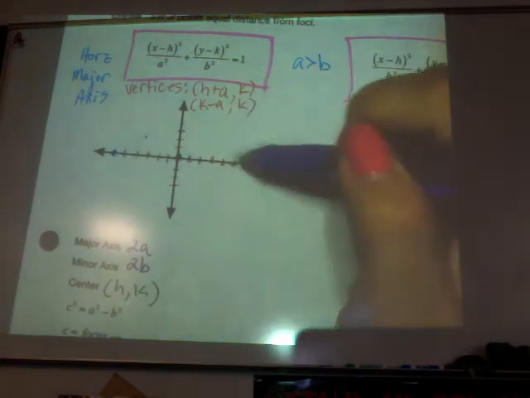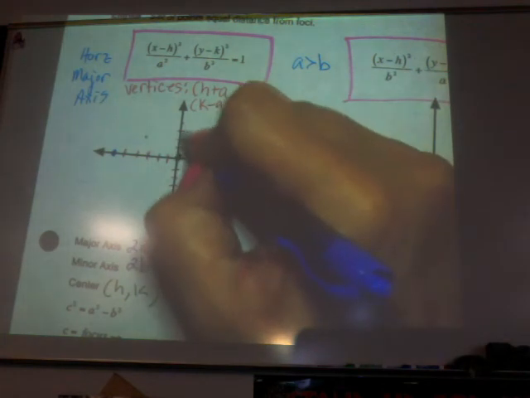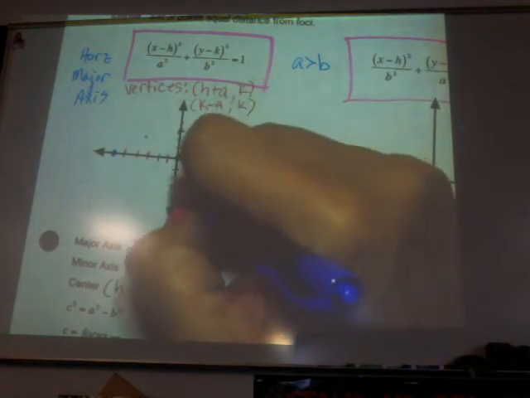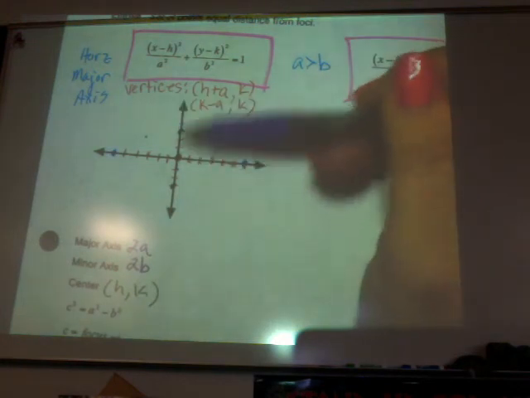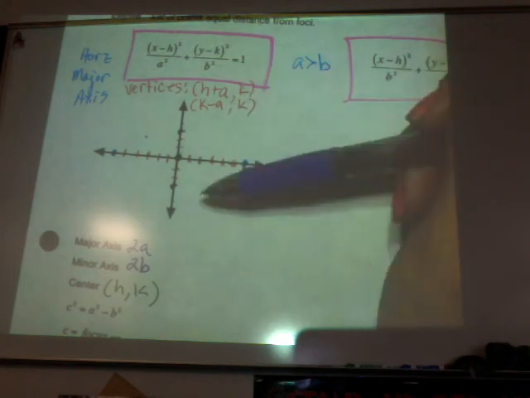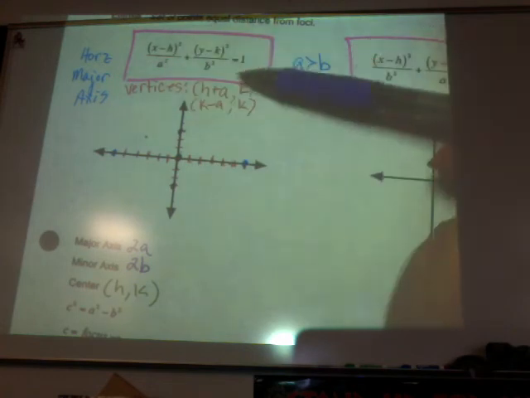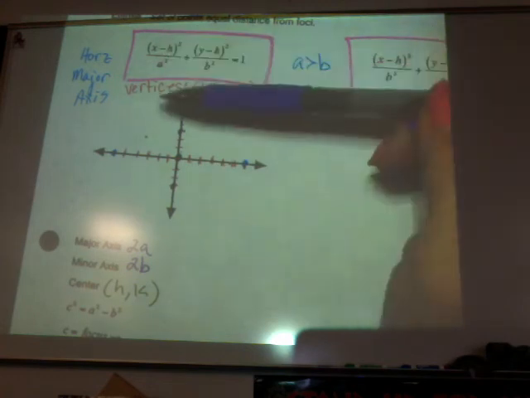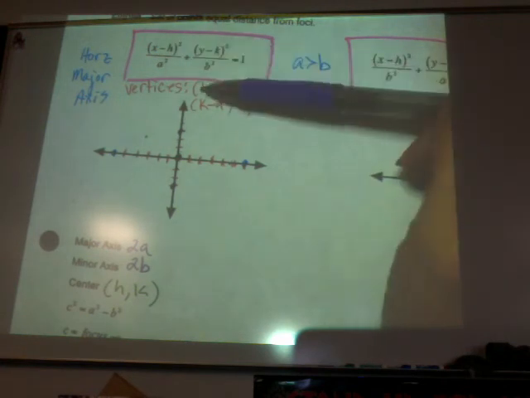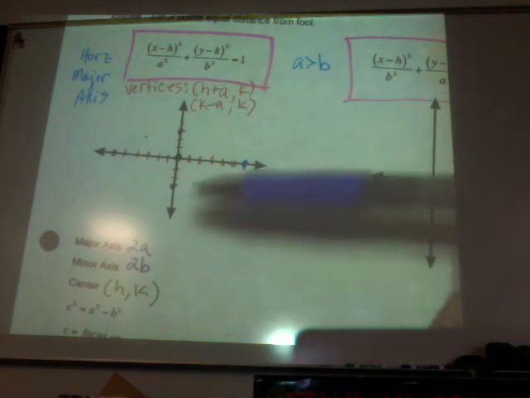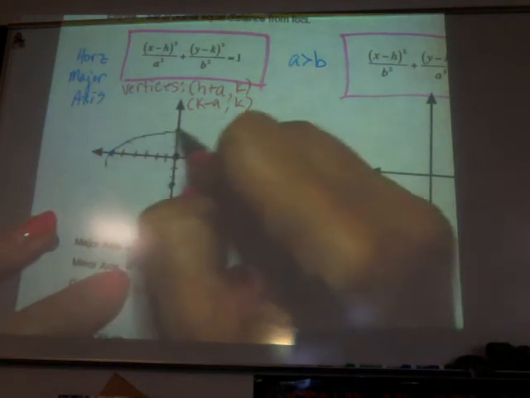But if they just ask for vertices, they're generally looking for only the major vertices, which are along the major axis. So we're going to go up 1, 2, 3, plot a point, and down 1, 2, 3, and plot a point. So this distance from here to here is b. So if b is 3, what's b squared? 9. And if my center is 0, 0, what would this equation look like? What's x minus 0? X. So wouldn't this be x squared over 36 plus y squared over 9 equals 1? There's the equation of an ellipse with its center at the origin.